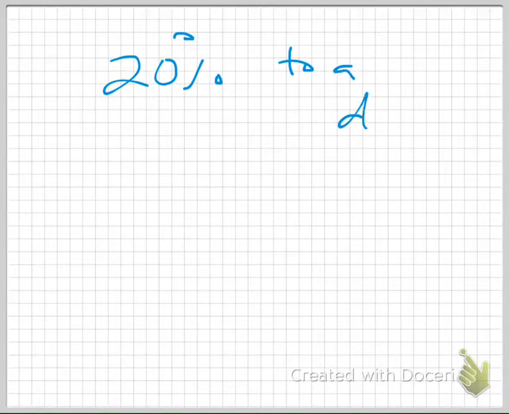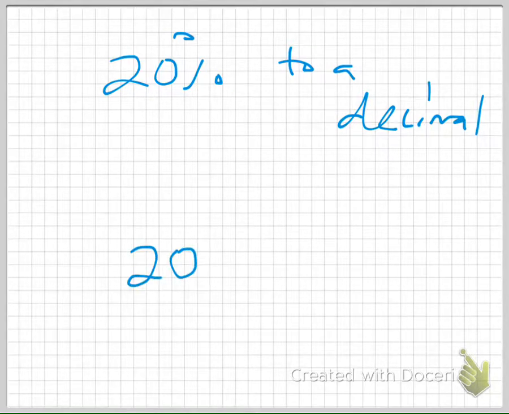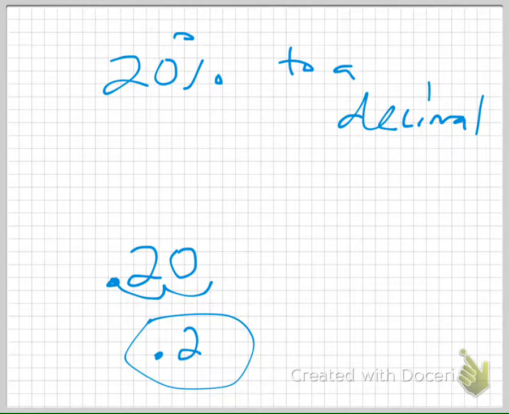To go from a percent to a decimal, if I have 20% and I want to go to a decimal, it's again very straightforward. You take your 20% and you move the decimal place to the left 2 spaces and you come up with 0.2 as the decimal. If you're going from a percent to a decimal, you simply move the decimal 2 spaces to the left, and you have your answer.